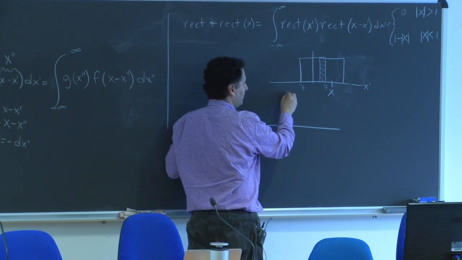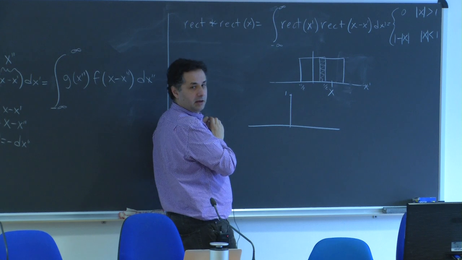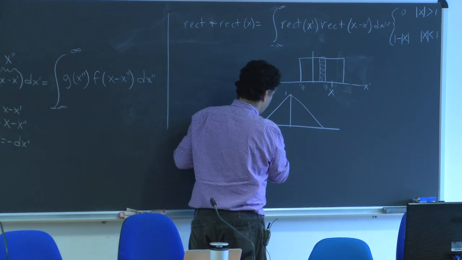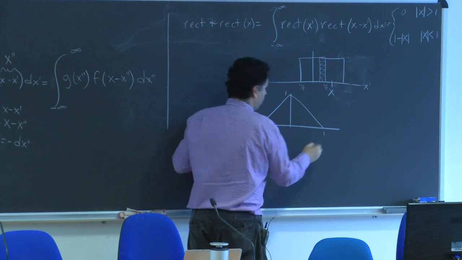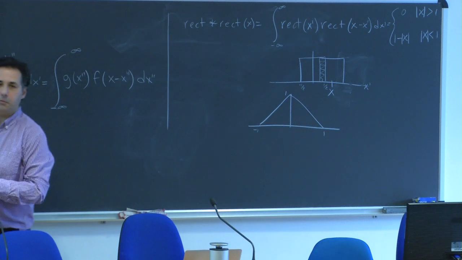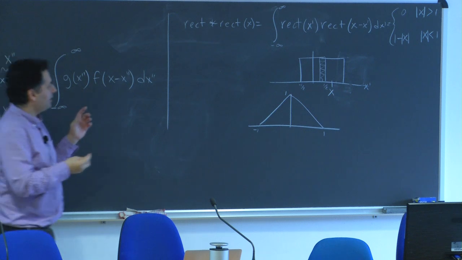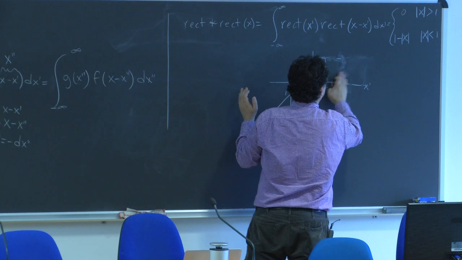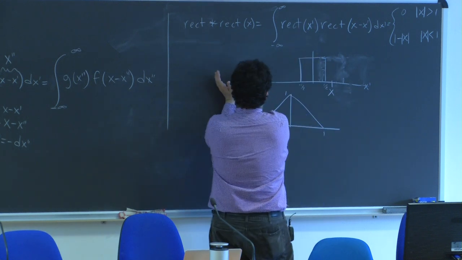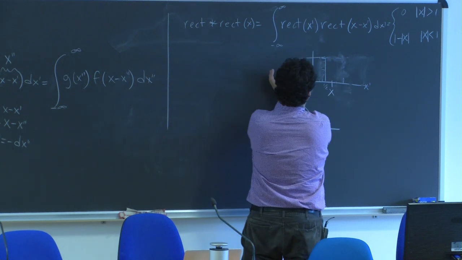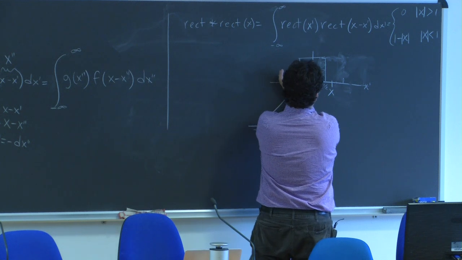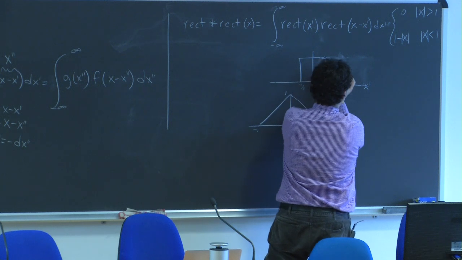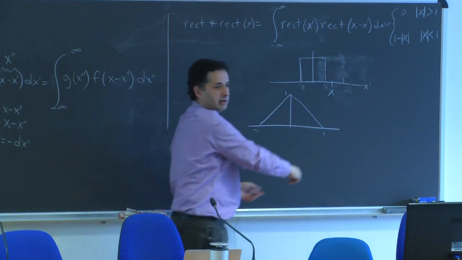At 0, it is 1. And it's from minus 1 to 1. It's a triangle function. So we go from a rect to a triangle. What it tells you is that if this one's fixed here, we see no overlap, no overlap, no overlap, boom, it starts growing linearly, maximum overlap here, then it starts going down again, and then no overlap. So we get this thing.